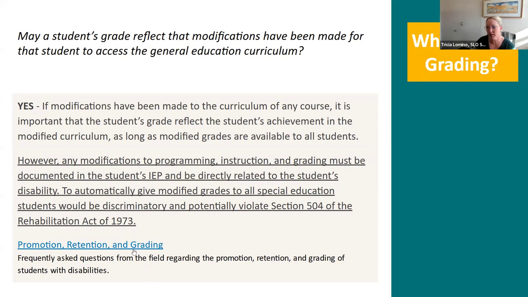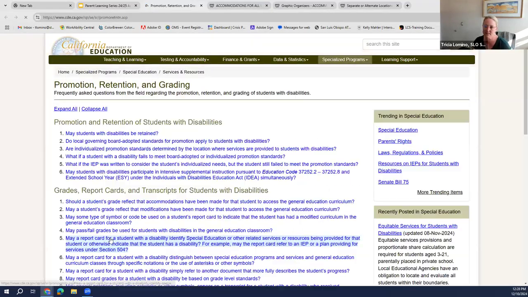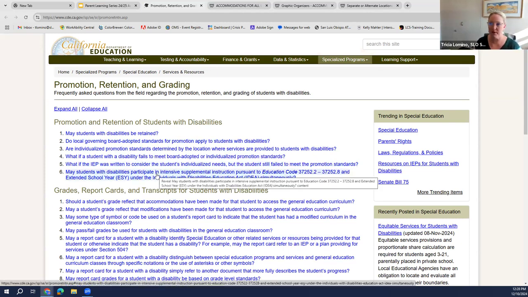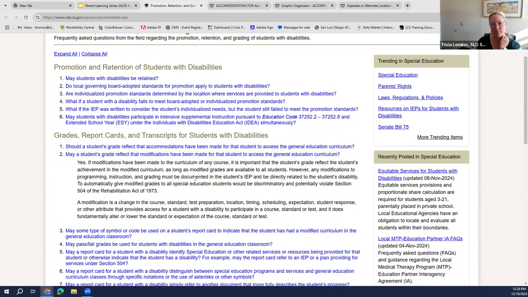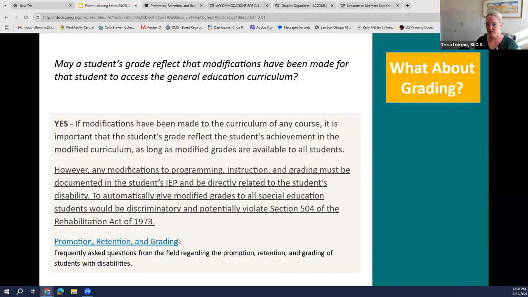So there's a link here that you can follow that will give you more information around this. If you click on that, hopefully, it's going to take you to the CDE website that has it broken down for you. So if you want to learn a little bit more about reporting of modifications, accommodations, all of that, it breaks it down for you on the CDE webpage of promotion, retention, and grading. Okay, so you can dive into that a little bit deeper. When you click on it, it'll give you, let's say like this one right here, this is the modifications one. It gives you a little blurb explaining more. Okay, so that's modifications.